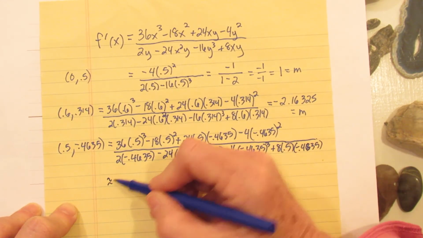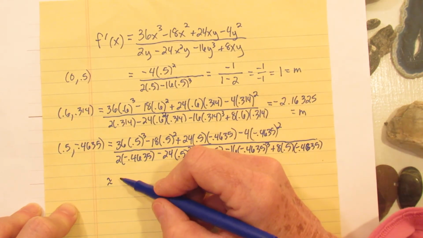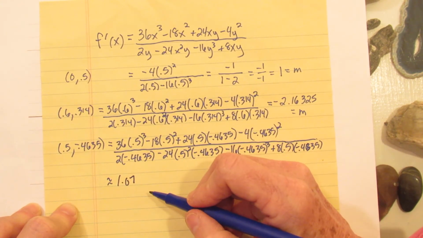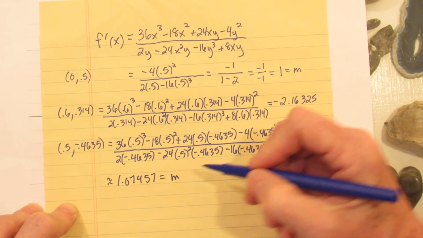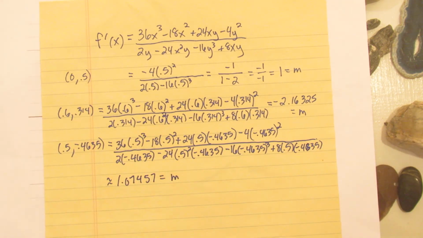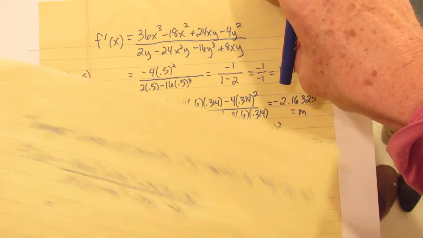Okay, and again, if you number crunch that correctly, you should get a slope of 1.07457. And that is the slope at that point. Okay, so those are the slopes. Again, slope is rate of change. So anytime that we are interested in our rates of change, we might be using them to interpret something, or we might want to find tangent lines.